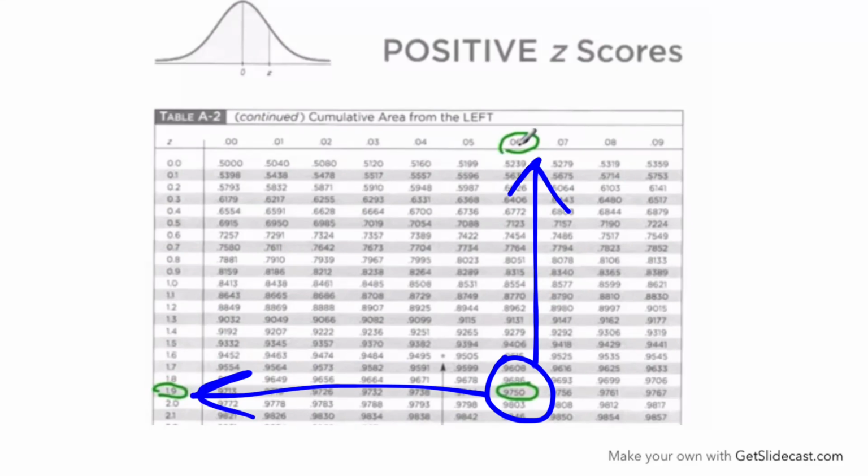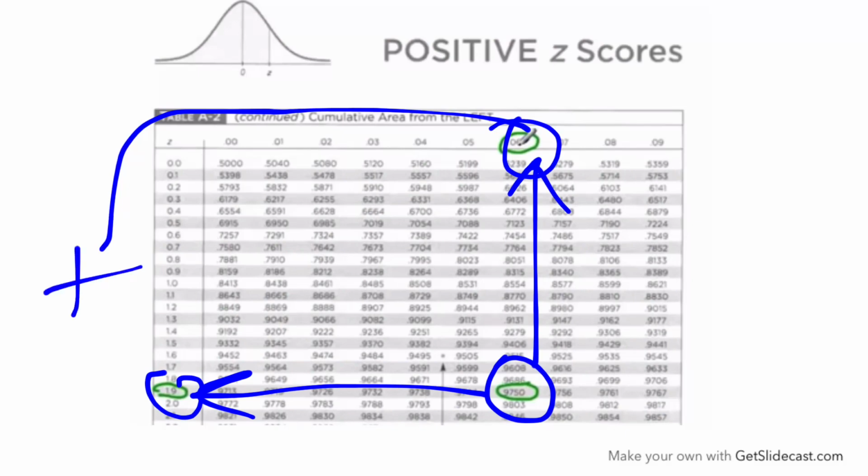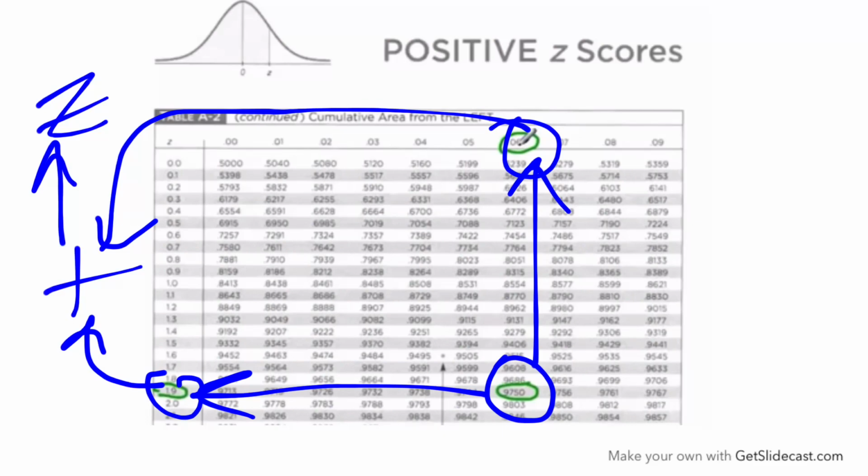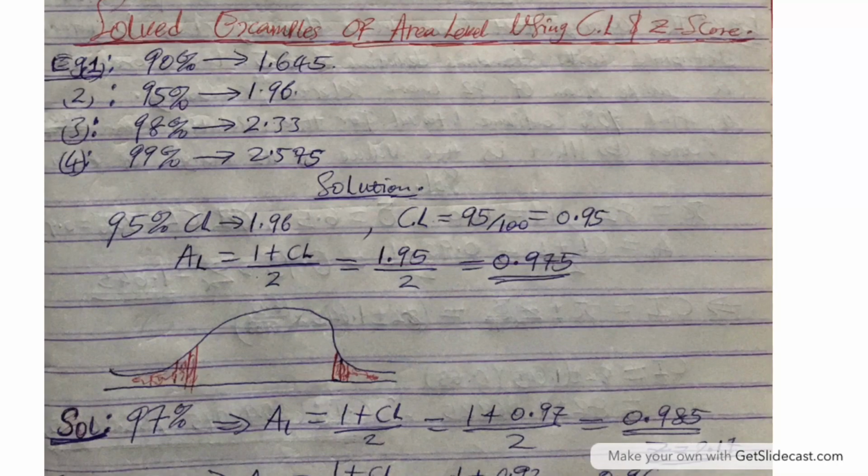So anything you get from here, what you do is to add them up, and anything it gives you is what you call your z-score. All right, it could be positive, it could be negative. Just that is exactly what we have here.